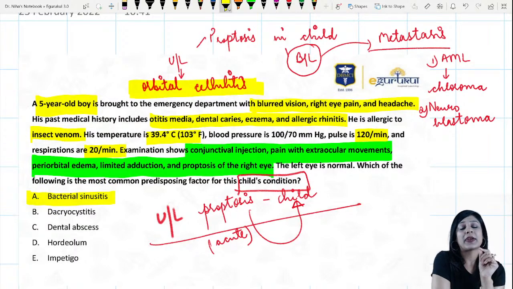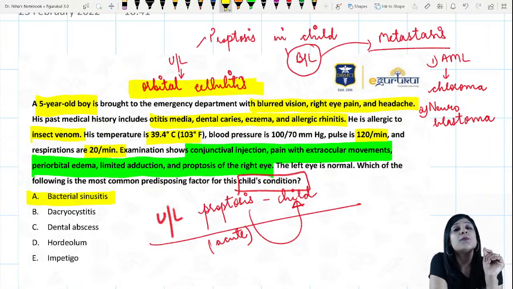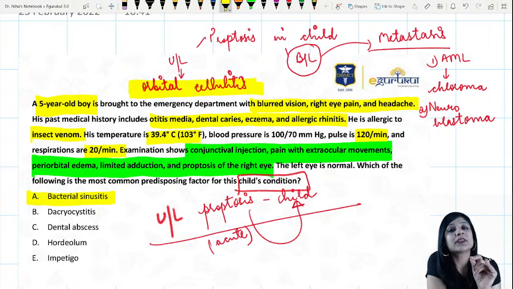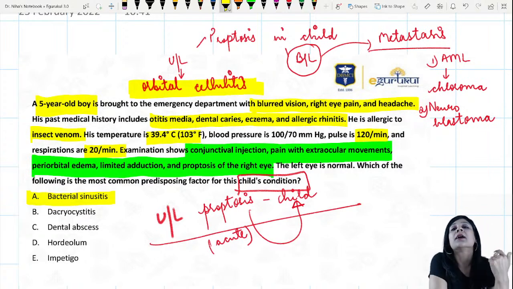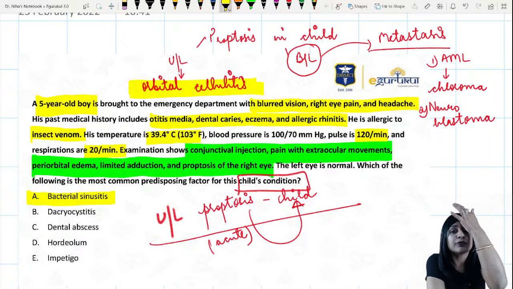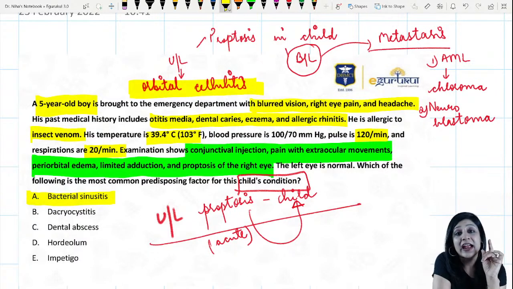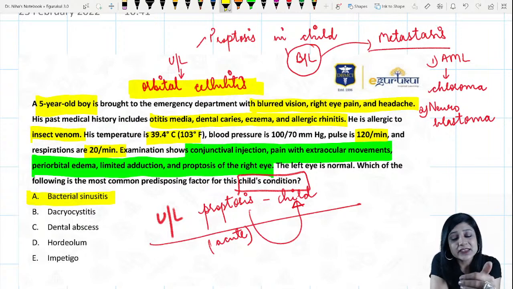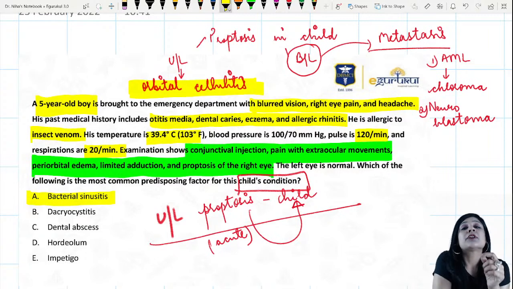Now, another important question is, why is it so common that the infection from the paranasal sinuses comes to the orbital septum, and from the orbital septum can further go to the cavernous sinus? That is why, in the risk factors of cavernous sinus thrombosis, you have orbital cellulitis. So it starts from sinusitis, goes to cellulitis, and from cellulitis it can go to cavernous sinus thrombosis.